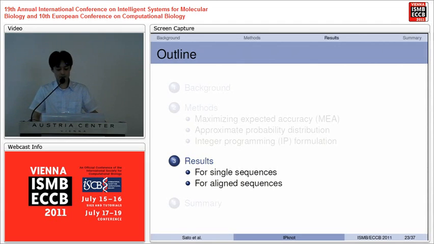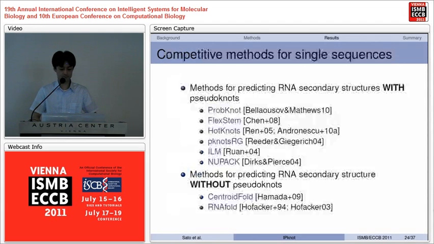Okay, let me move on. Computational results on various datasets. To confirm the effectiveness of our method, we conducted several experiments comparing IPknot with these competitive methods for predicting RNA secondary structures with pseudoknots and those without pseudoknots.